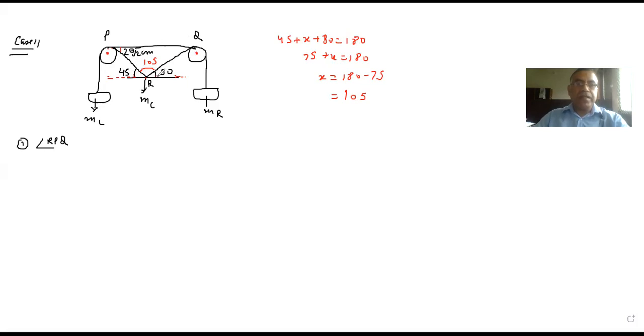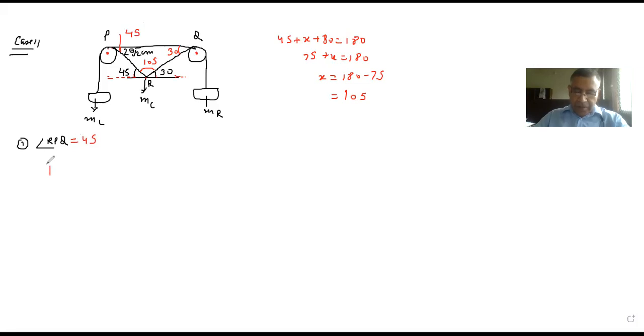So if this angle is of 30 degree, it should be 30 and this should be 45. I hope this is clear. So this must be 45.